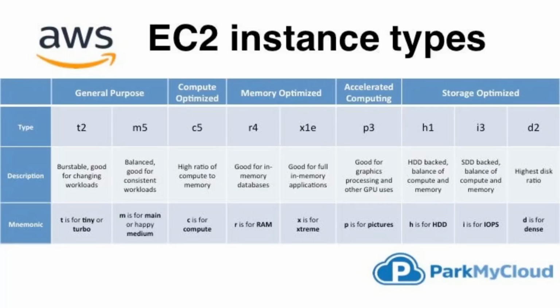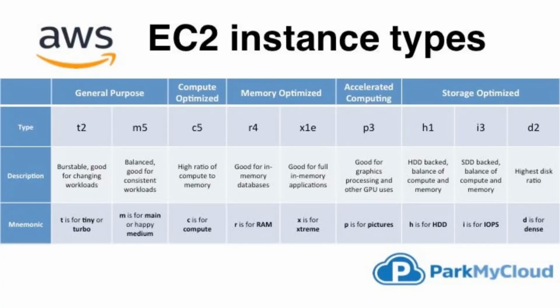Then the next is compute optimized. Compute optimized EC2 instances are great for compute intensive tasks that require high performance processors. For example, batch processing workloads, media transcoding, high performance web servers, HPC (high performance computing), scientific modeling, machine learning, and if you want dedicated gaming servers.